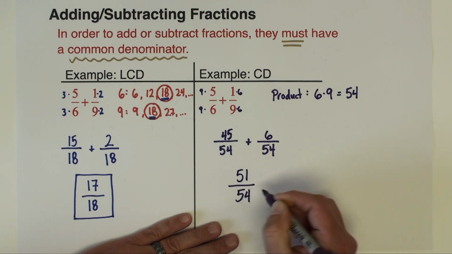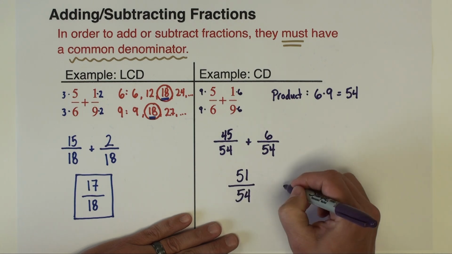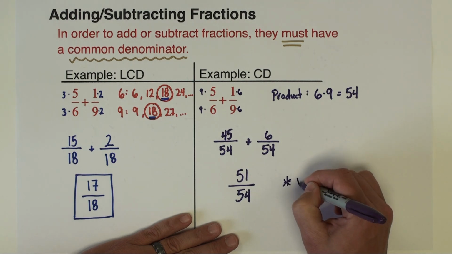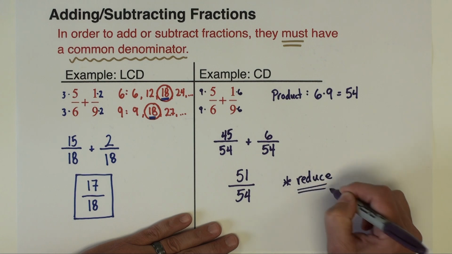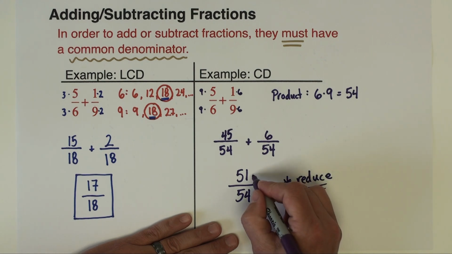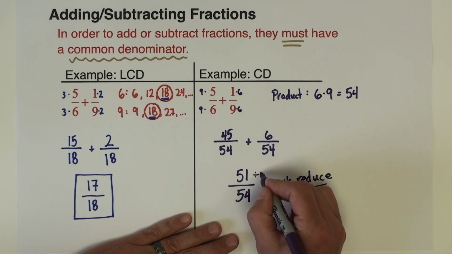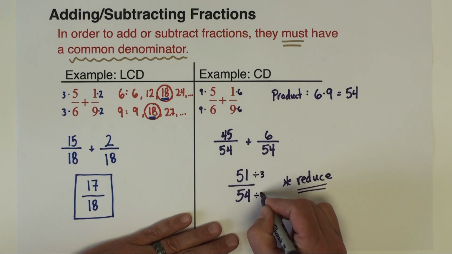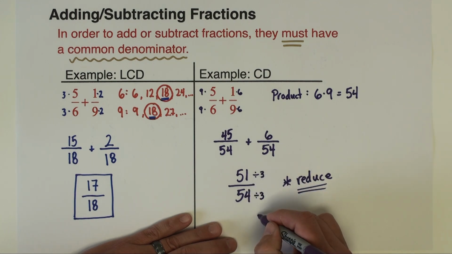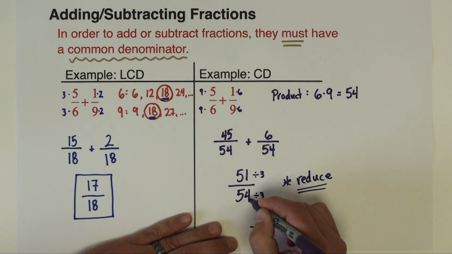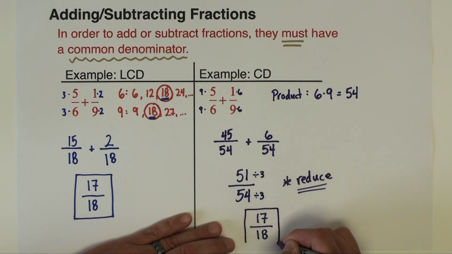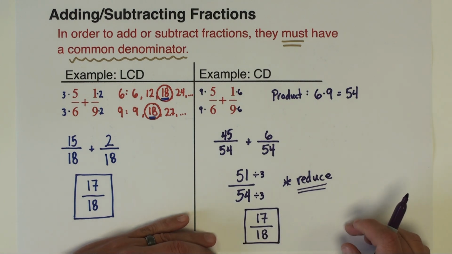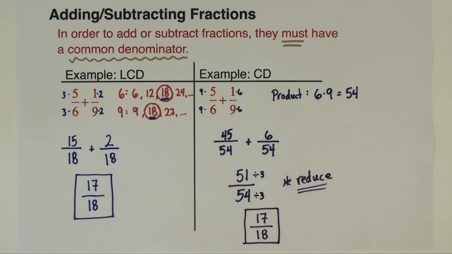That's over 54. Now, what's going to happen if you don't find a least common denominator is generally you're going to have to reduce the fraction. So these two numbers can both be divided by 3. 51 divided by 3 is 17. 54 divided by 3 is 18. And you can see we got to the same answer with a little bit more work because we had to do that reducing. That's all for this Math Minute.